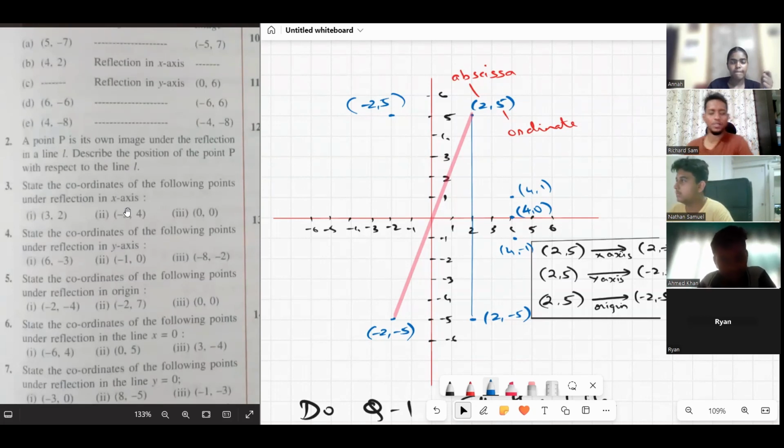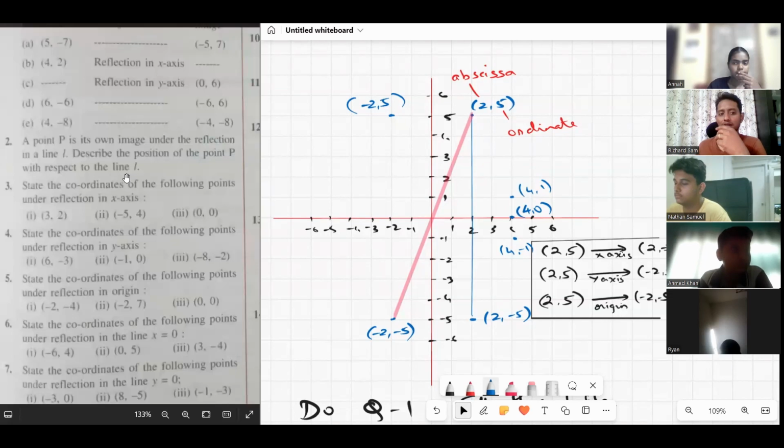See this second question. A point P is its own image under the reflection on a line L. Describe the position of the point P with respect to the line L. There's a point P. It is reflecting on a line called L. But even after reflection, what happens? A point P is its own image. That means its image is also the same. That means what?